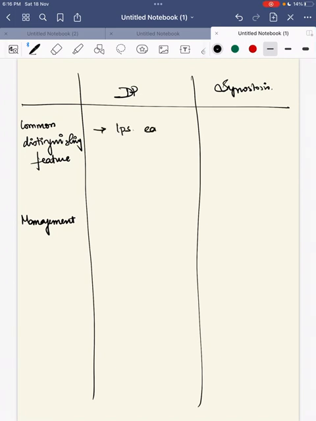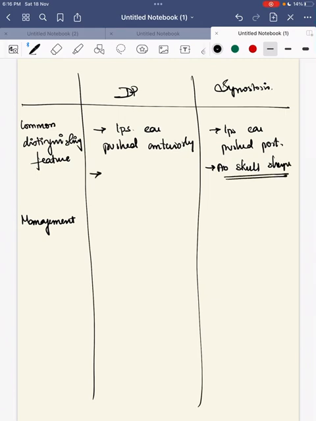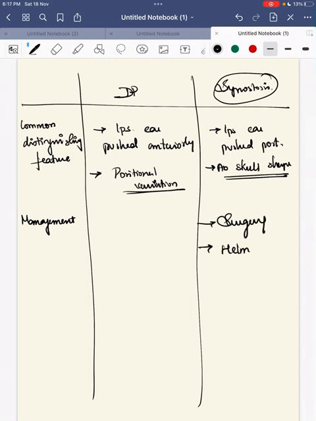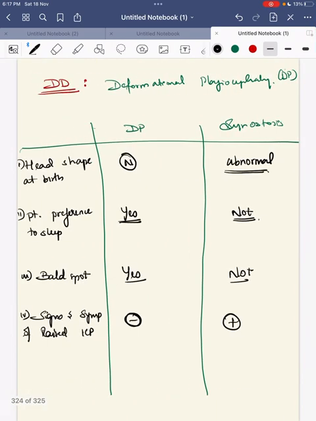Next, a common distinguishing feature: in deformational plagiocephaly the ipsilateral ear will be pushed anteriorly, while in synostosis the ipsilateral ear will be pushed posteriorly. In synostosis there will be an abnormal skull shape at the time of birth itself. In deformational plagiocephaly the abnormal skull shape is not present at birth; it is mainly because of positional variation. The main mode of management for synostosis is reconstructive surgery, and in some cases helmets are used. For deformational plagiocephaly, the management is repositioning, then surgery, and in some cases helmets. So this is the difference between deformational plagiocephaly and synostosis.